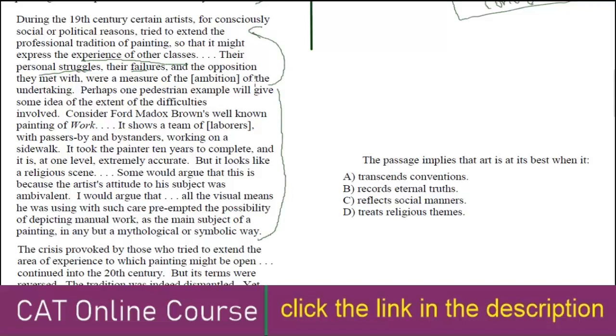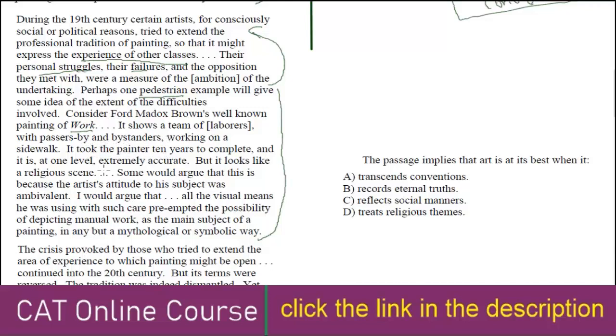Why? Because first of all, the main point of this paragraph is that during the 19th century, some artists thought of expressing the experience of the other classes as well. And then the author gives an example. A pedestrian example means a very common example. And what is that common example? The painting work, and it says here, it shows a team of laborers with passers-by and bystanders.